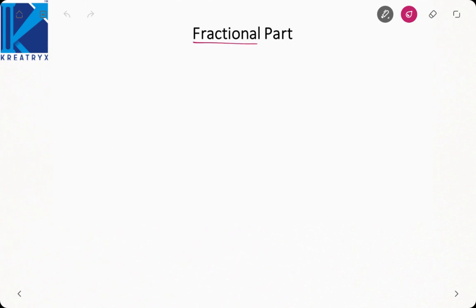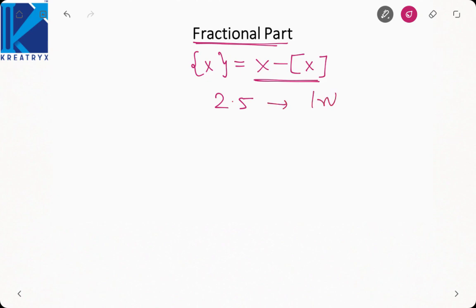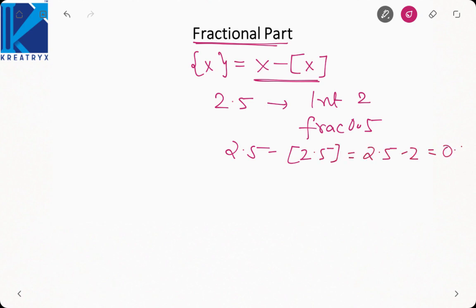Next we move on to the fractional part. Fractional part is represented by the curly braces. It is equal to x minus GIF of x. That is, we are subtracting the integer part of a number, then we will get the fractional part. Suppose I give you a number 2.5. Here the integer part is 2 and the fractional part is 0.5. That is, I can write it like this, 2.5 minus GIF of 2.5, that is 2.5 minus 2, which is 0.5.